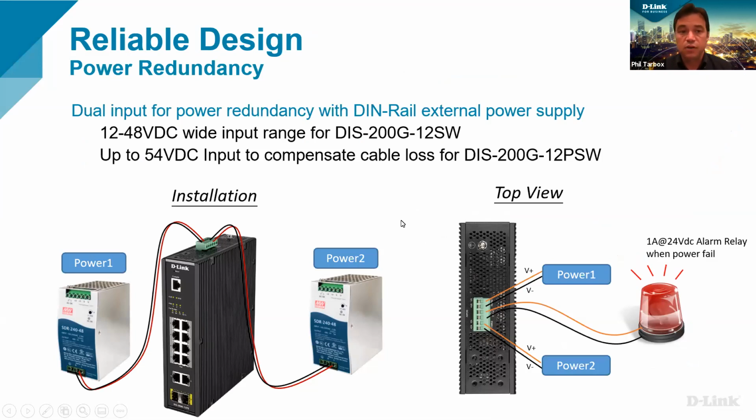For the non-PoE versions, we've got a power input of between 12 and 48 volts of DC. And for the PoE versions, there's up to 54 volts of DC power that is able to be put in there. Of course, all of these switches, certainly all of the managed ones, give you multiple power inputs, again for additional redundancy.